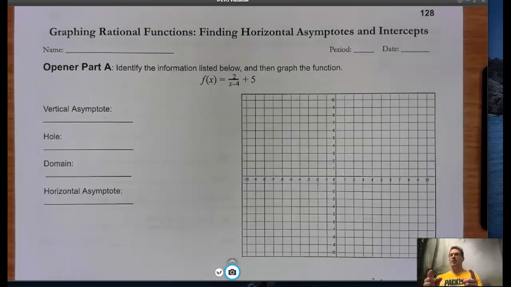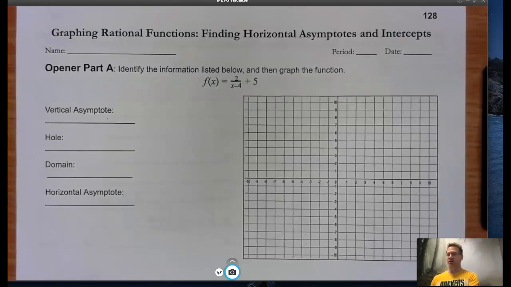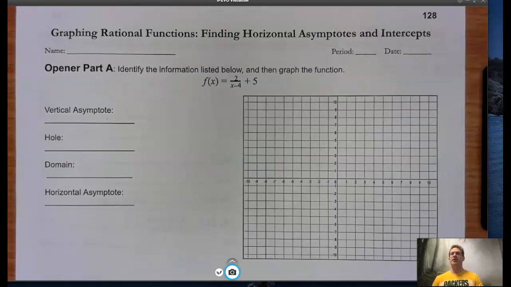So to get us started today, we're going to do three pieces to our opener. Here's the first part, opener part A, which is our rational function in HK form. I would like you to graph that function and then identify all the key pieces here on the left side. So go ahead and pause the video, do that opener. We'll flip it back on and see how you did.